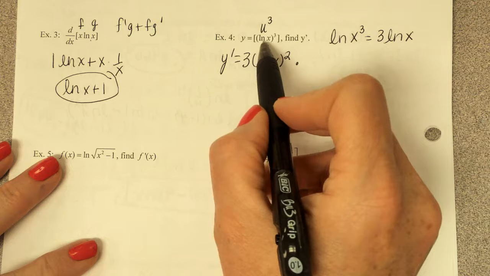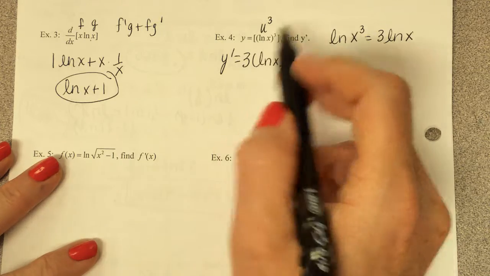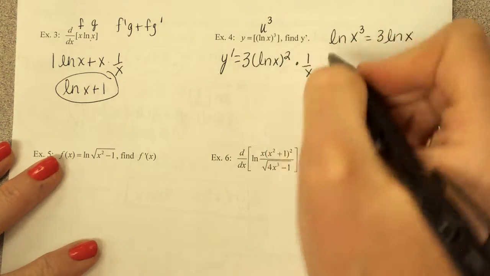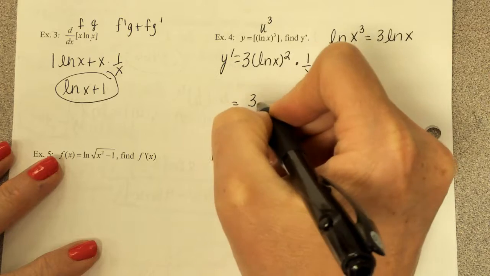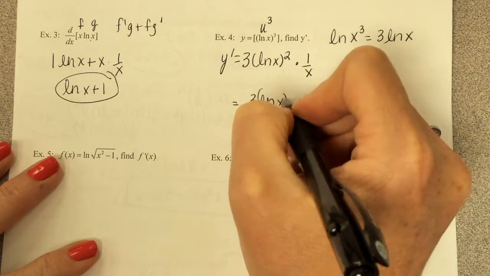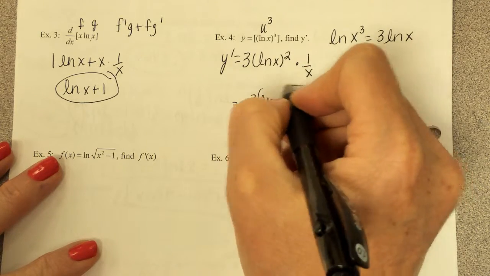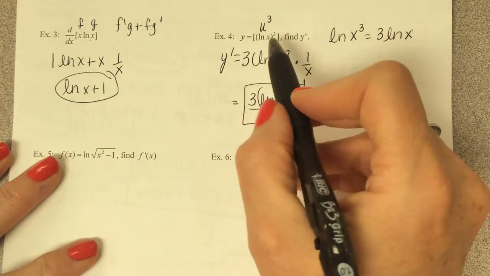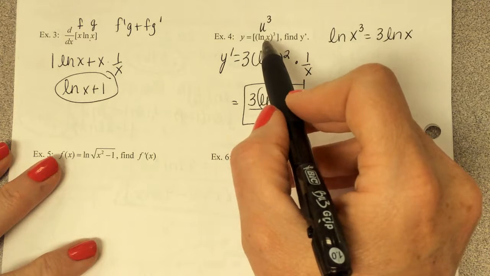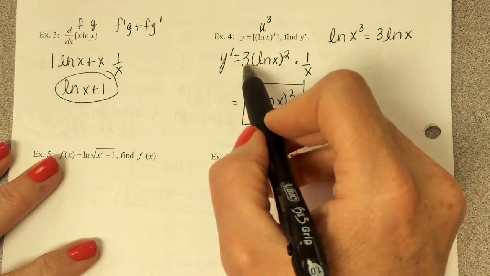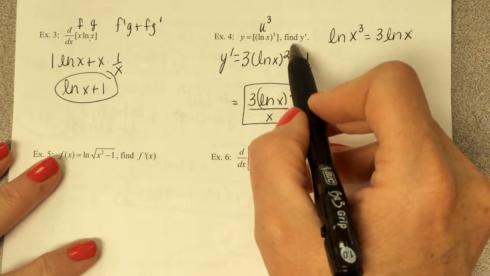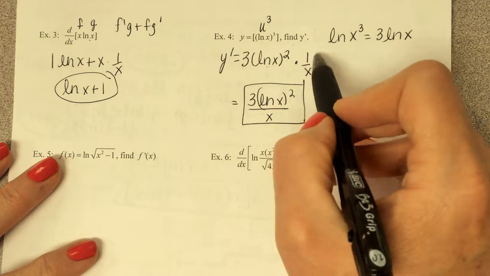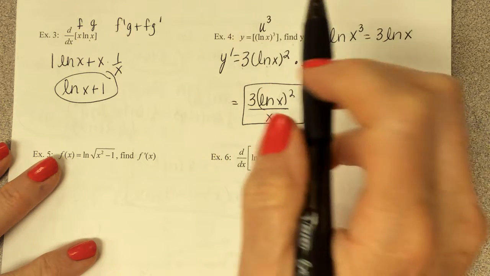So what is the derivative of ln of x? Come on, guys, we just learned it. What is it? 1 over x. So our final answer then is going to be 3 natural log of x squared over x. We had to use the chain rule. Just going through this one again quickly, it was u cubed. That derivative is 3u squared. The derivative of the u is 1 over x. And then we simplified.